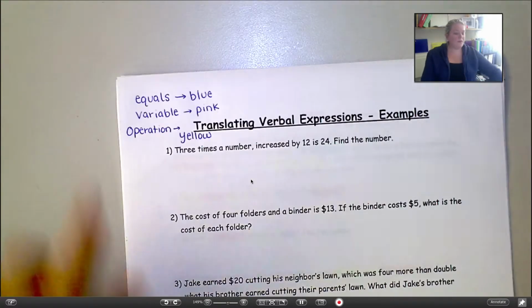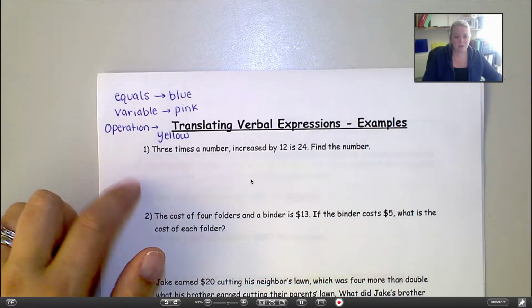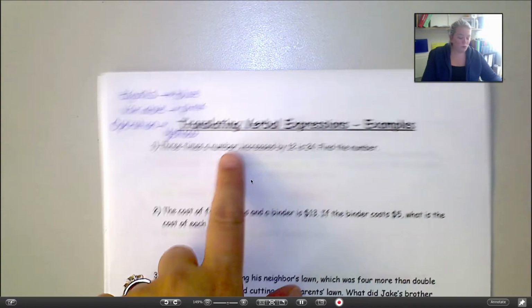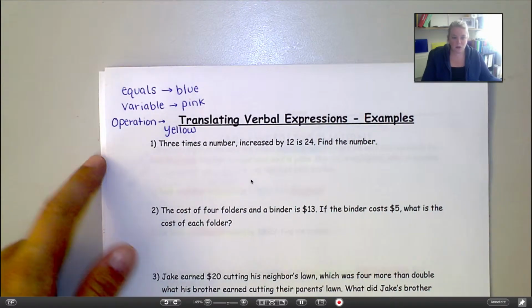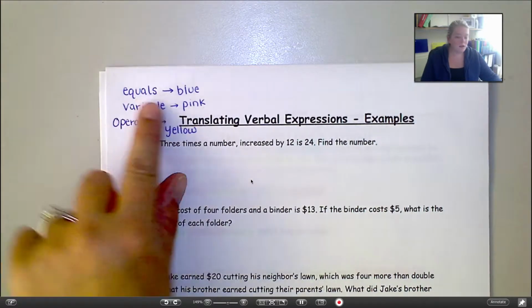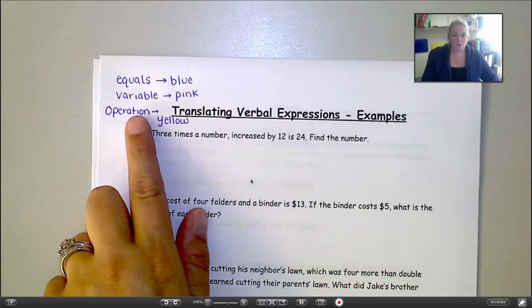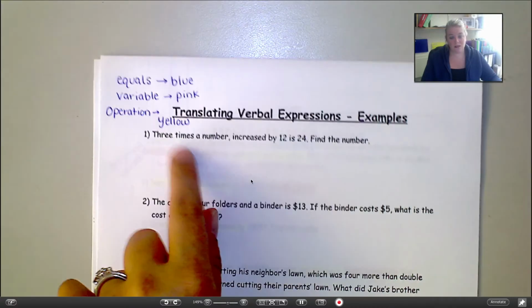So you'll see up in the corner of your paper, I've written equals is blue, variable is pink, operation is yellow. If you want to jot that down, you're welcome to. I took that right off of your homework assignment, the directions from your homework assignment that you'll be doing after we do these examples together. I just didn't reprint the directions on this sheet, so I thought you would want to know kind of what the key was. What I asked you to do in the directions was, in each problem, find the word that indicates equals and highlight it blue, find the word that indicates the variable and highlight it pink, and then find the operation words and highlight them yellow.